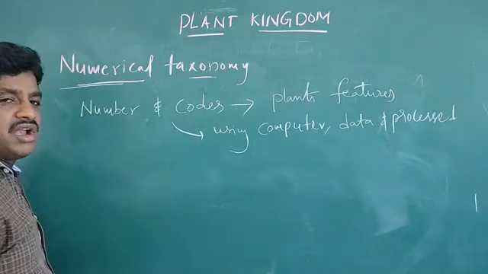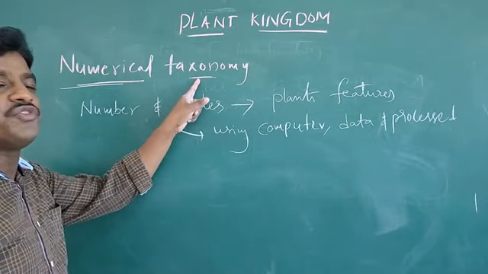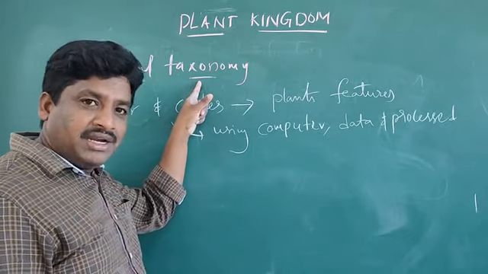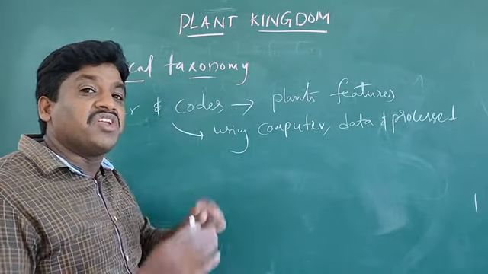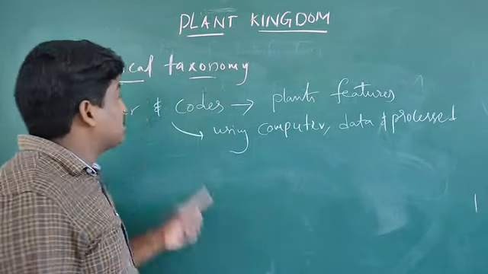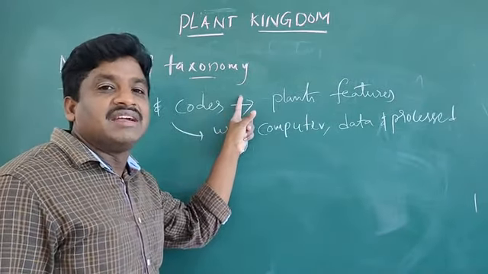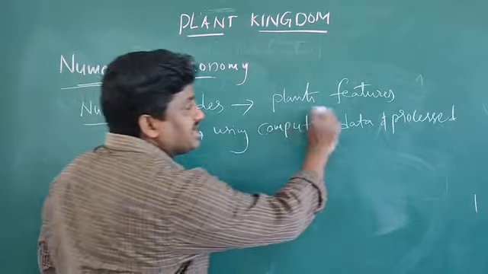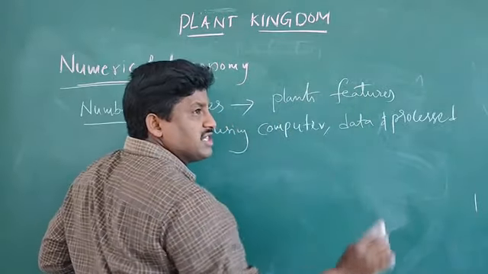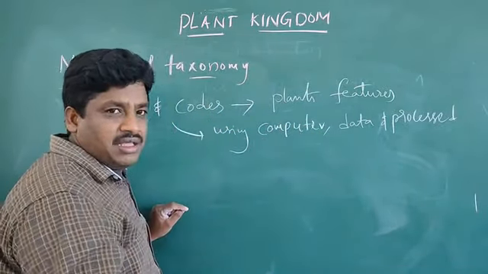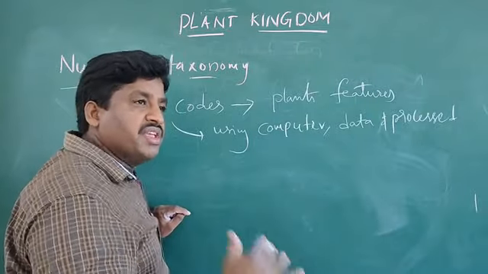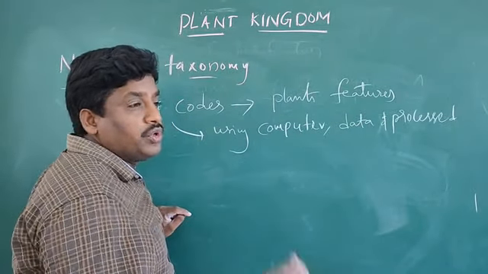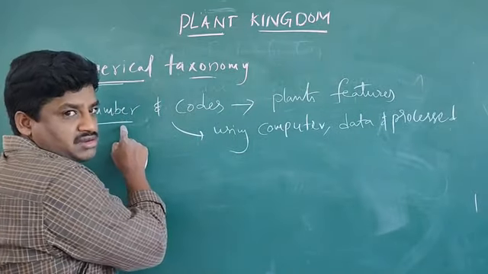Numerical means number, as you already know. Taxonomy means classification. All the plants are classified, taxa groups arranged in different groups. So that's why we call it numerical taxonomy. Number means all the plant features, whatever is present on the earth, in India, worldwide. Every plant, we give a code, that means a number.